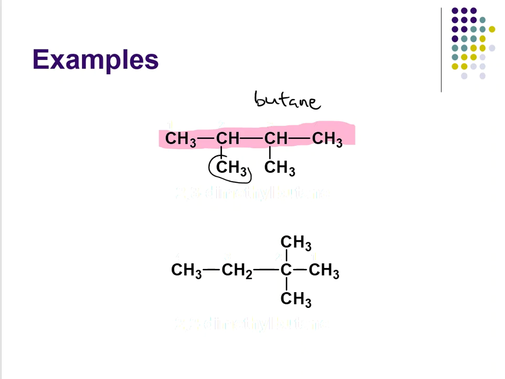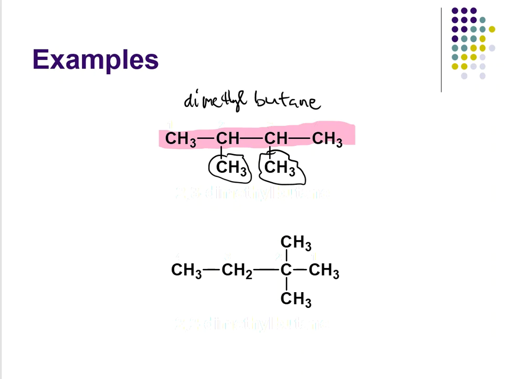So I've got these substituent groups. Well, this is a CH3. That's a CH3. So this is a methyl group, right? But there's 2 of them. I'm not going to write methyl-methylbutane. That's silly. There's 2 of them, so I write the prefix di. This is a dimethyl.